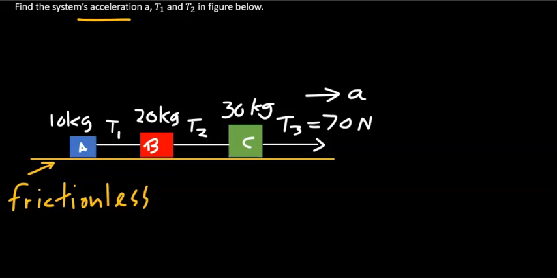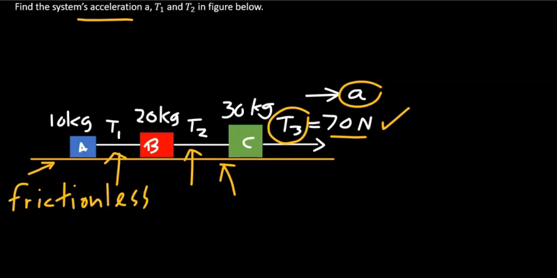Let's look at another problem. Find the system's acceleration a, and the tension in the two chords, this tension and that tension, given that the tension in the third chord is 70 newtons. Note that the surface of motion is frictionless. So you have three blocks connected by these three chords being pulled to the right with a force of 70 newtons. So the tension in the last chord is 70 newtons. So what would be the acceleration and the first two tensions?